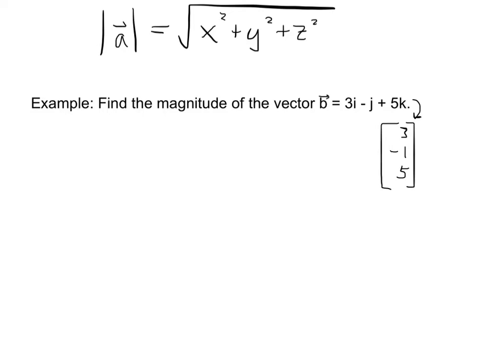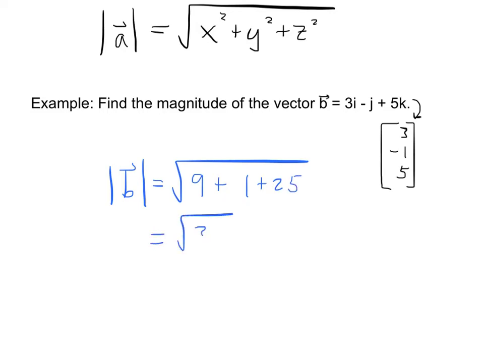So according to our formula, the magnitude of vector b should be the square root of 3 squared, which is 9, plus 1 squared, which is 1, plus 5 squared, which is 25. This gets me the square root of 35. And so that is the magnitude of our vector. Really not a big deal. Very easy thing to compute.